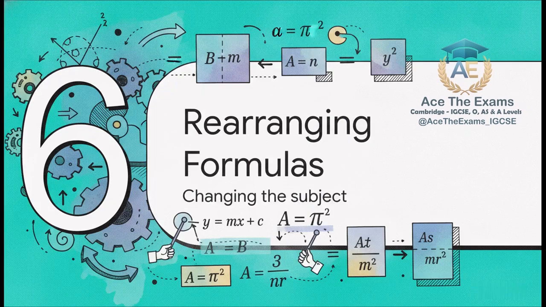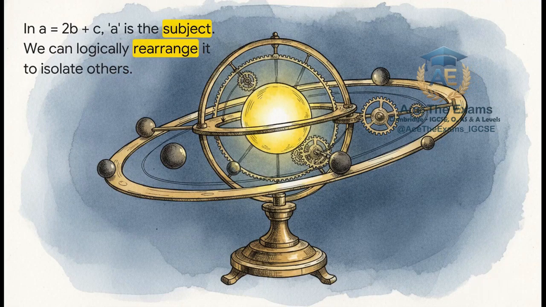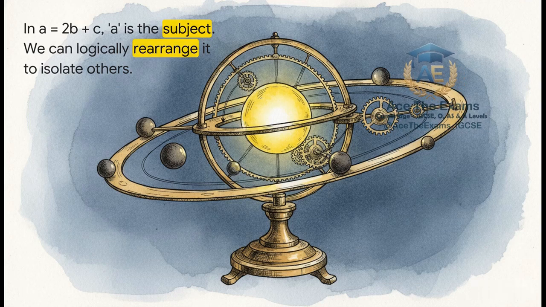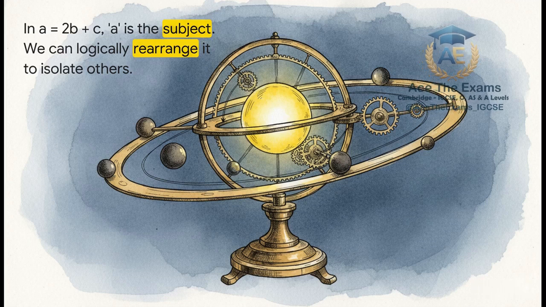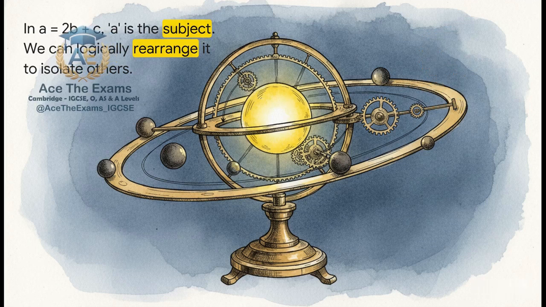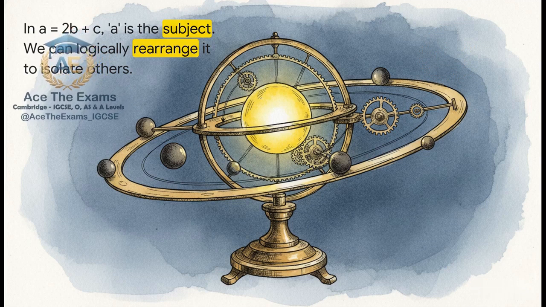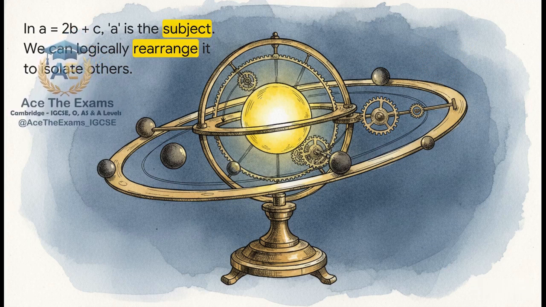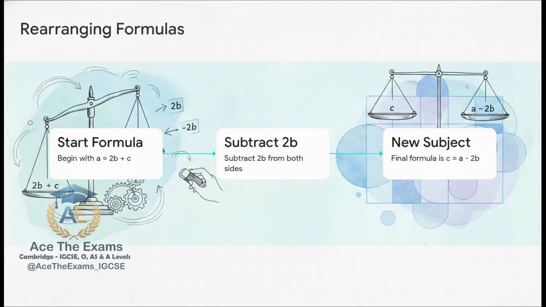Section 6. Rearranging formulas. Finally, let's talk about rewriting whole mathematical sentences. The subject of a formula is literally just the letter that sits all by itself on one side of the equal sign. So in the formula, A equals 2B plus C, A is the star of the show, right? It's the subject. But what if we already know A and B, and we desperately need to figure out what C is? Well, rearranging allows us to logically shift the entire formula around to isolate whichever variable we happen to need. The secret here is all about balance.